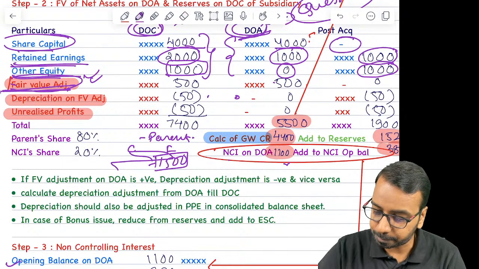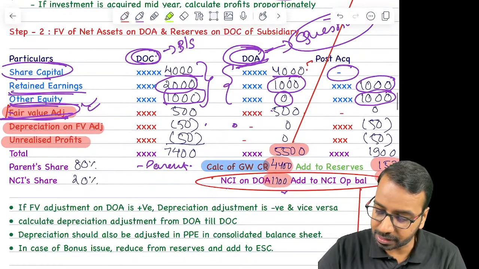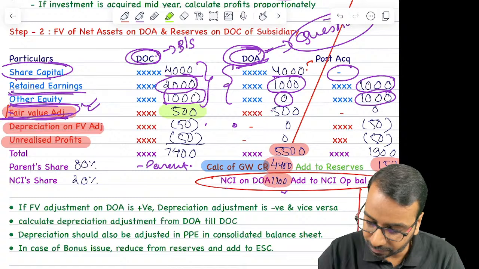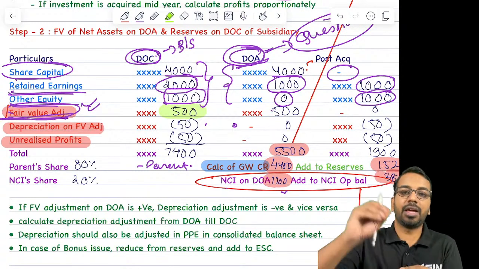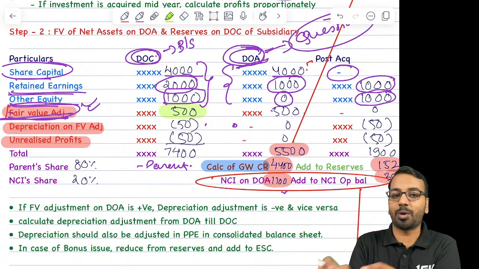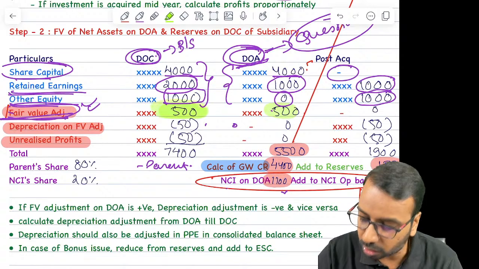So here in this example, what I have considered is a fair value adjustment of 500. It means the book value of the asset is, let us say, 1000 and the fair value is 1500. Only the difference amount we will take here. So on the date of acquisition 500, on the date of consolidation also 500.